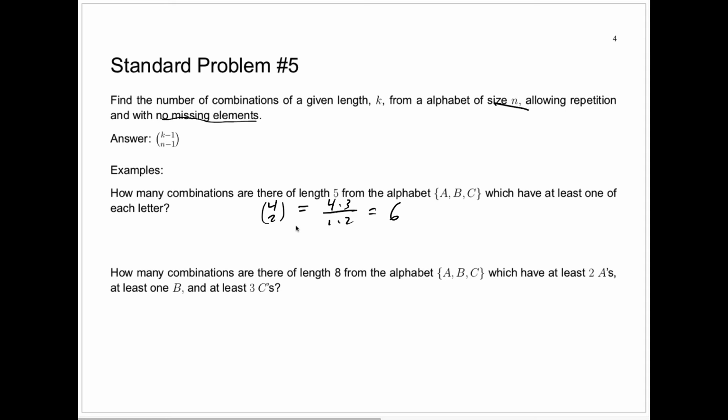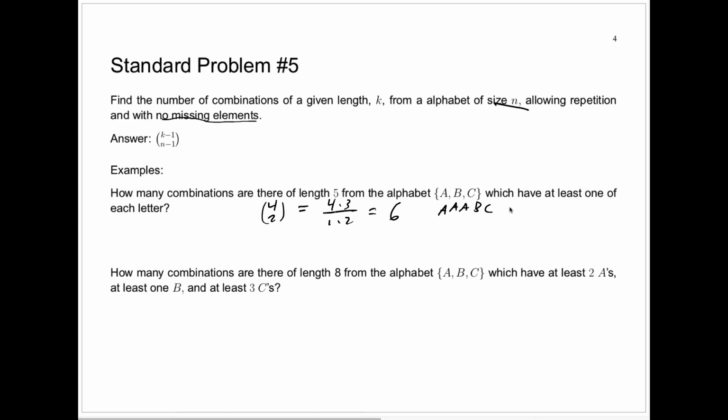So there are 6 ways to pick a combination from the set ABC, which have at least one of each letter. Let's write them down really quickly. There are only 6 of them. We could have AAA, BC. I'm writing them as strings because it's easier, but you have to remember order doesn't matter. So it looks like a string, but we don't care about the order.